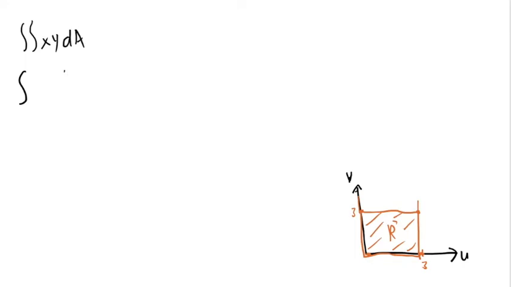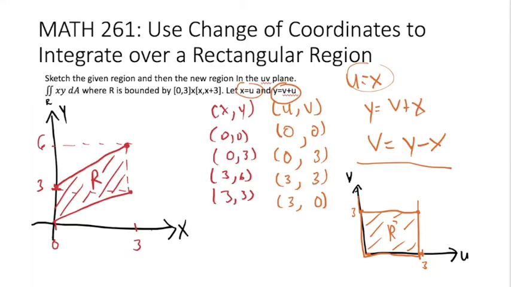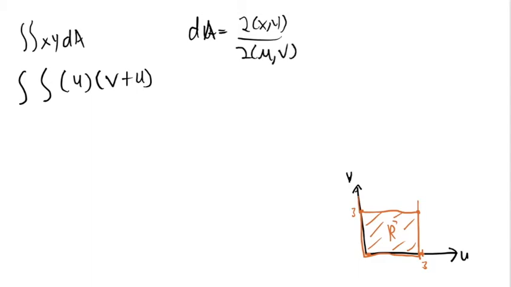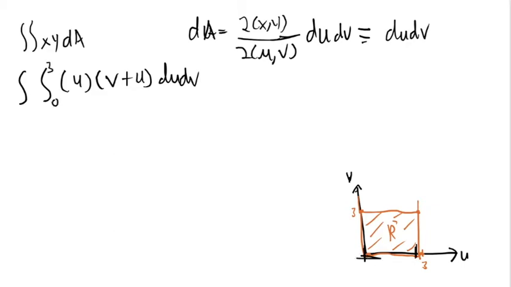The new integral is going to look like this: for x, we're going to plug in u. For y, we're going to plug in v plus u. For dA, it's going to be our derivative of xy over our derivative of uv times our du dv, which in this case is 1, so it's going to be 1 times du dv. So our dA is going to be du dv. Now our bounds: in u, we're going from 0 to 3. And in v, we're doing the same. We're going from 0 to 3 as well.